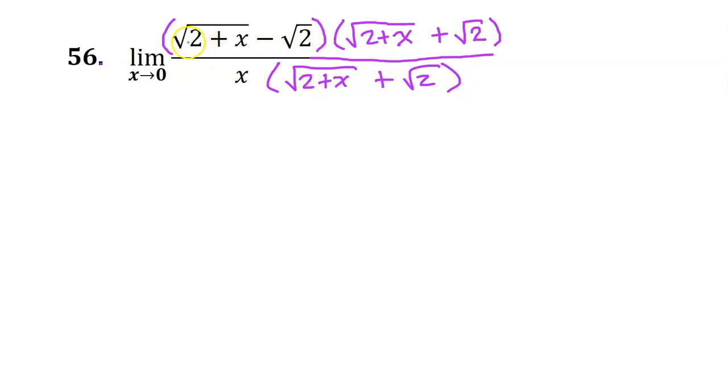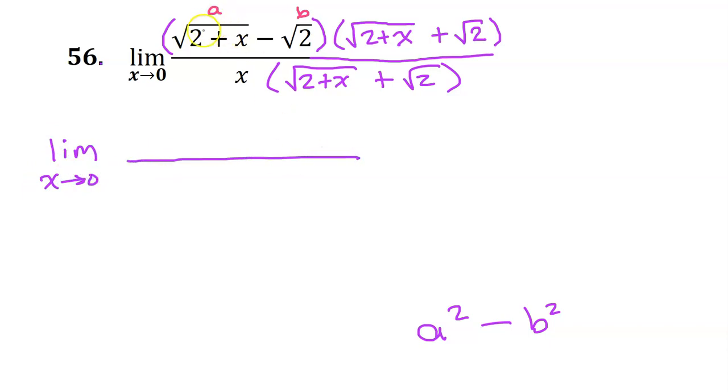Okay, and the benefit of multiplying by the conjugate is that we're going to end up with a squared minus b squared, where this is a and this is b. So I'm going to have the limit as x approaches 0.